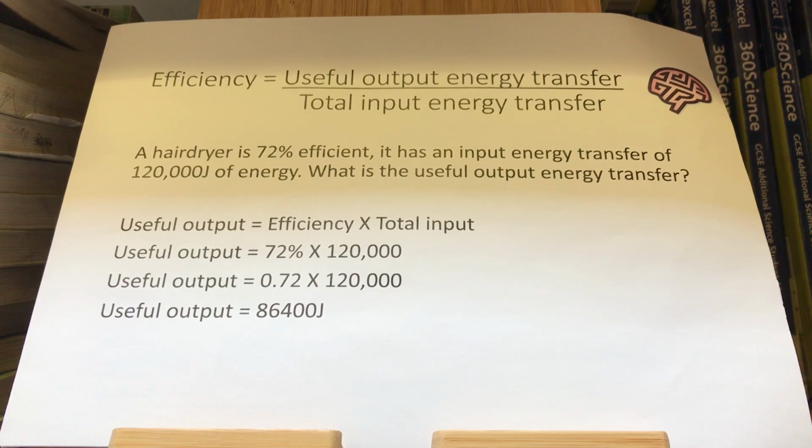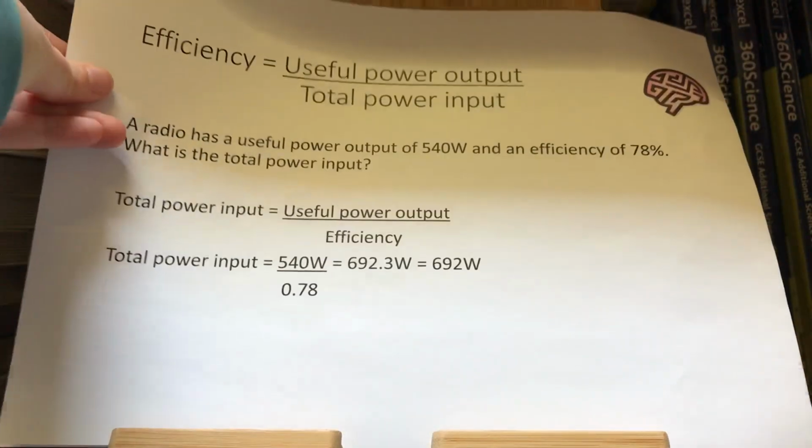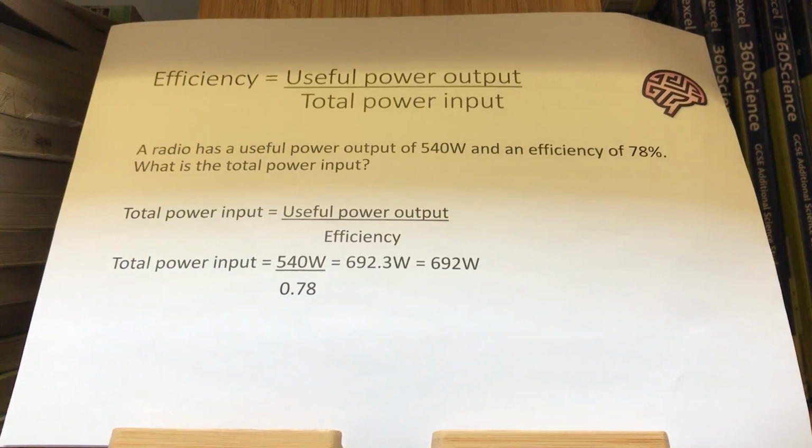Okay, it has to seem logical. The useful output must be less than the total input, otherwise it's just not possible. Let's look at the last equation then, using it in power.